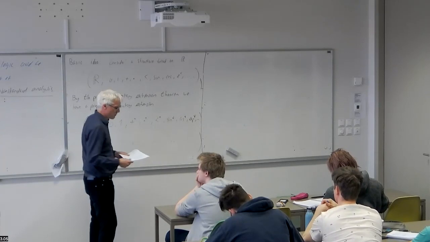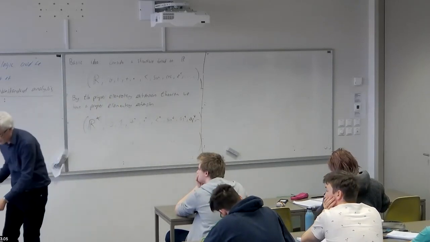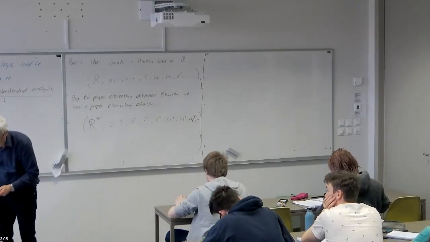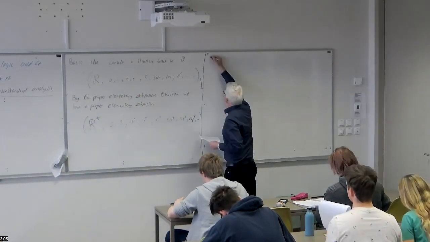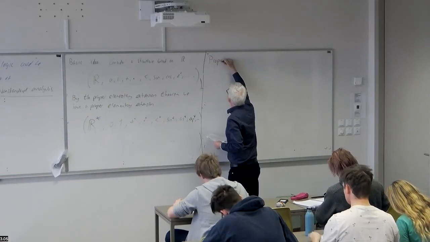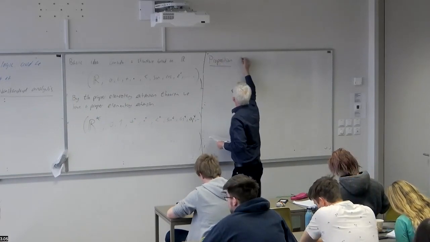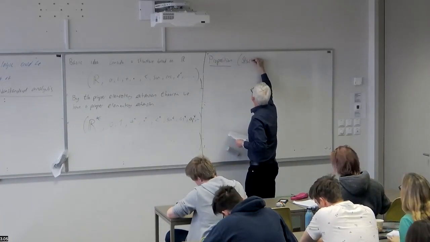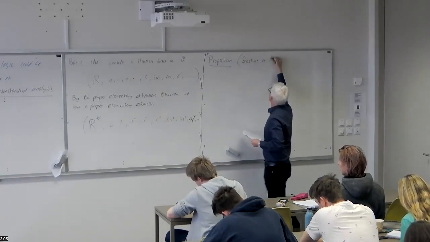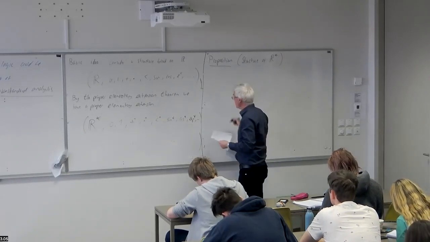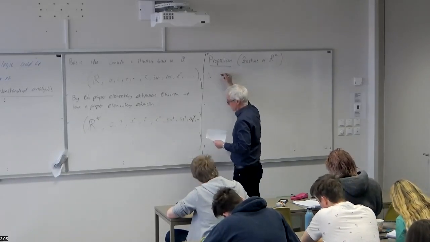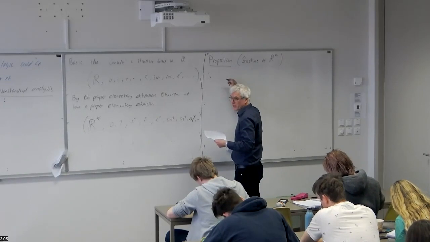So we can consider the structure of, I'm going to prove a little proposition that examines the structure of R prime. The proposition, structure of, not R prime, R star, the extension of the reals. There are going to be two statements here. So the first one is there exists an infinitesimal.